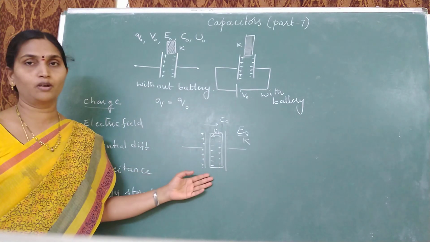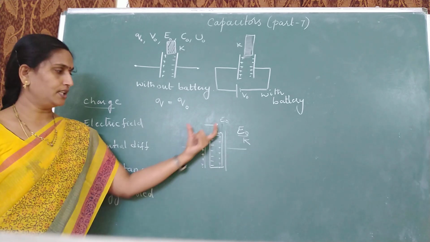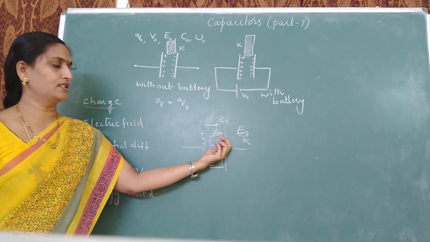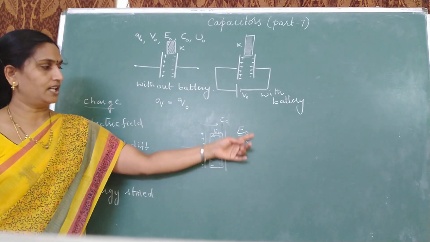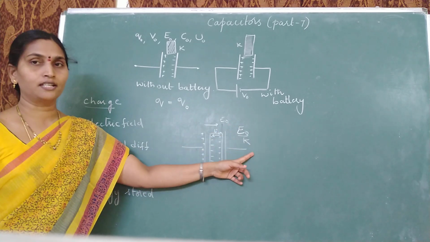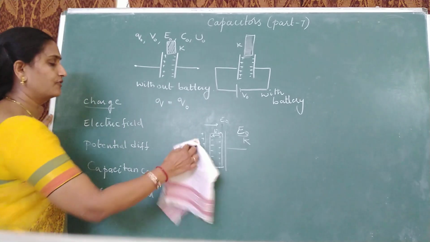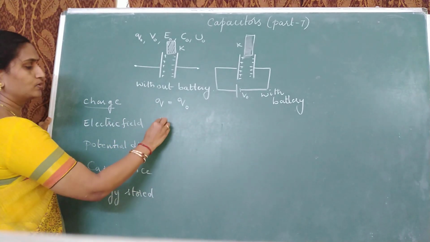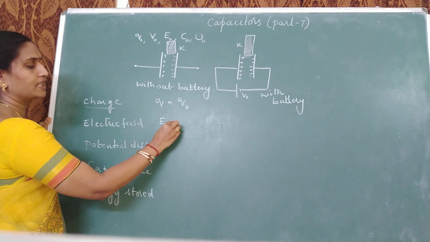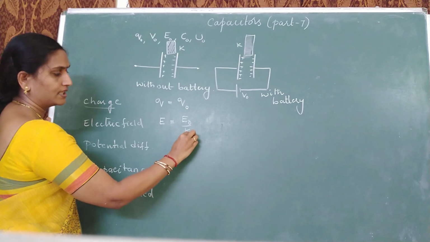We have studied this when I told you about dielectrics, polar and non-polar. Whether the substance is a polar or a non-polar dielectric, in the presence of an electric field it is going to induce a field in the opposite direction. The result is that the net field is decreased by K times. So what would happen to the new electric field between the plates? This will become E naught divided by K.